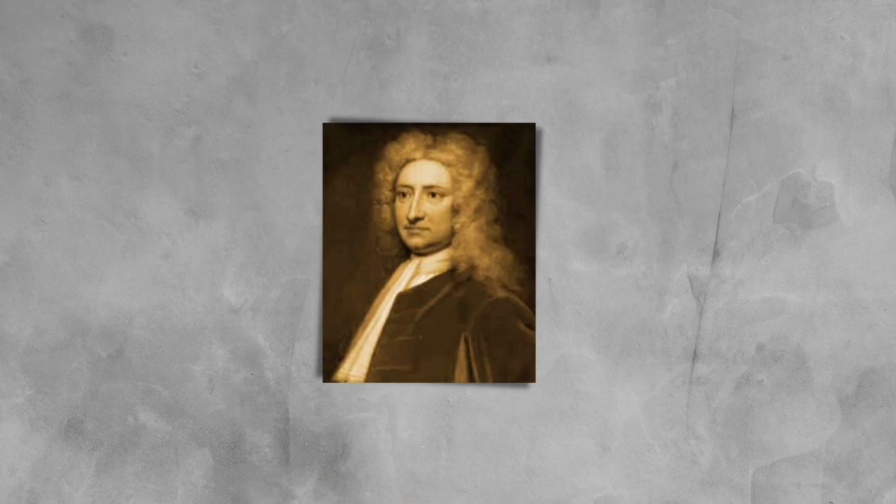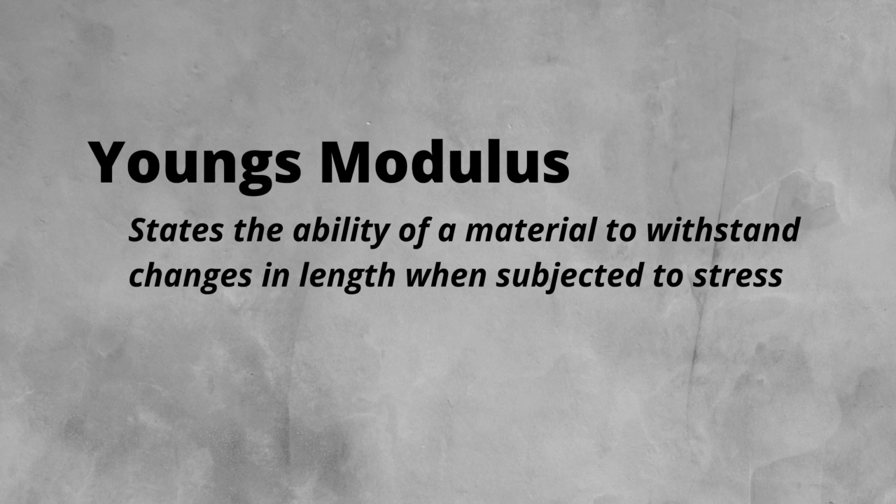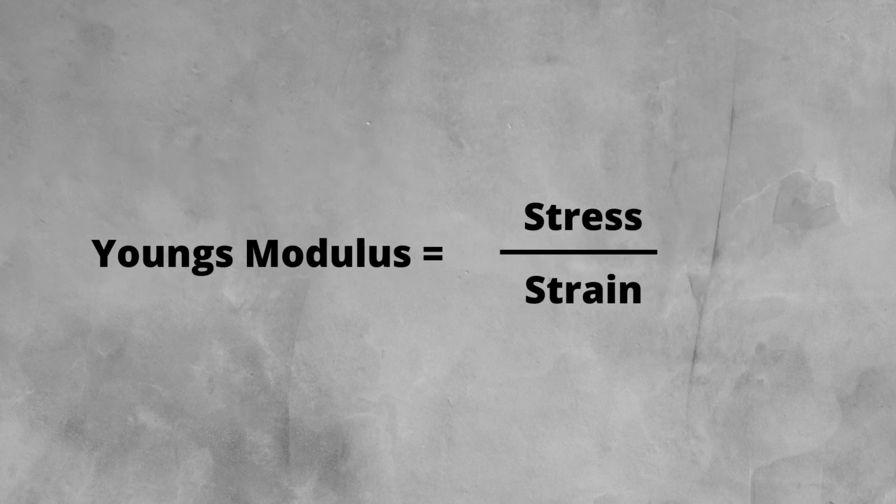We, however, are interested in his contribution to material science, and a constant that bears his name, Young's Modulus, which is also known as modulus of elasticity. The Young's Modulus states the ability of a material to withstand changes in length when subject to stress in the form of tension or compression. It is calculated by dividing the stress on the material by the strain experienced.